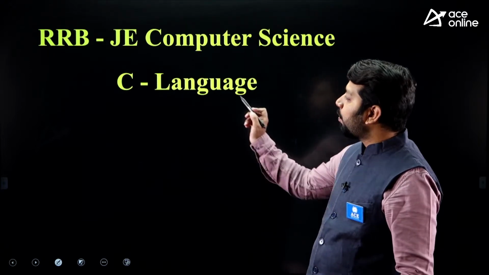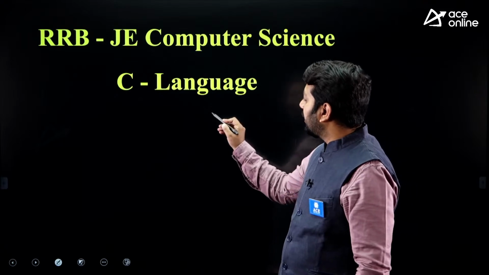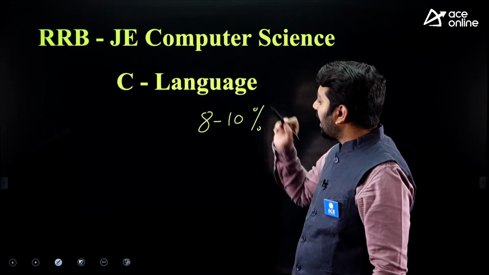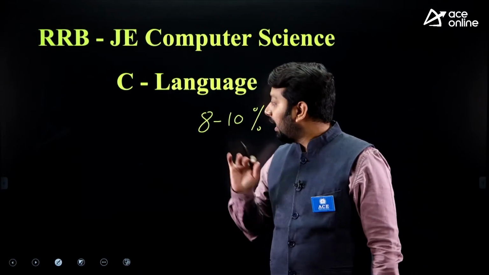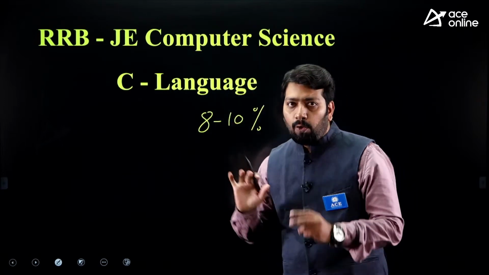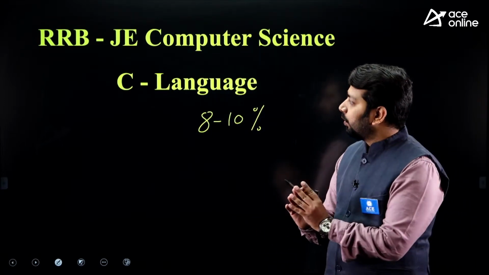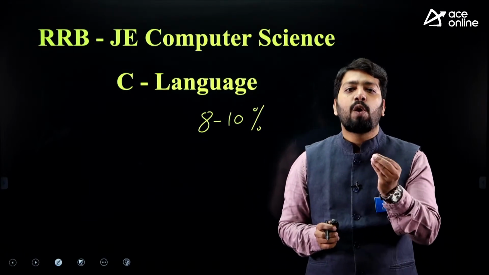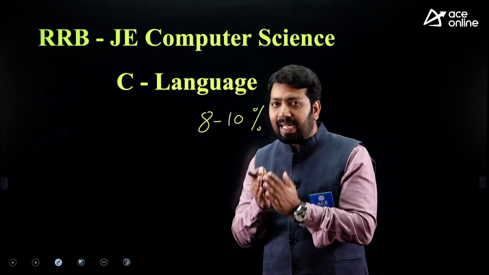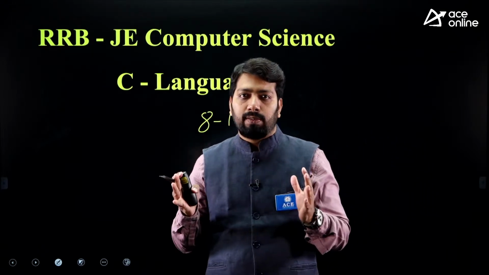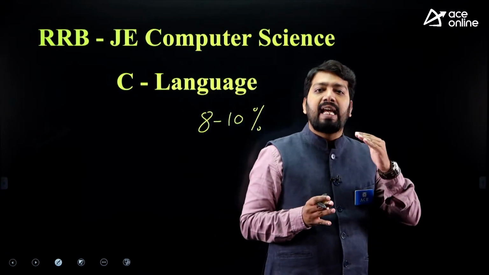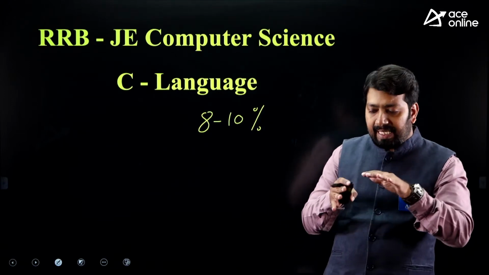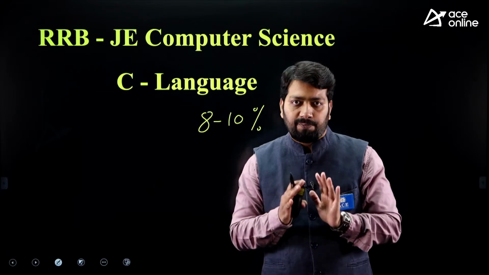So let me tell you about C language. C language weightage is 8 to 10% in the exam. So now I hope you understood that C language is very important for the RRB JE exam. 8 to 10% is not very small, because if you see the RRB JE syllabus, it is huge. But in RRB JE, they are not expecting you to study in depth. They check breadth of knowledge, not depth of knowledge.